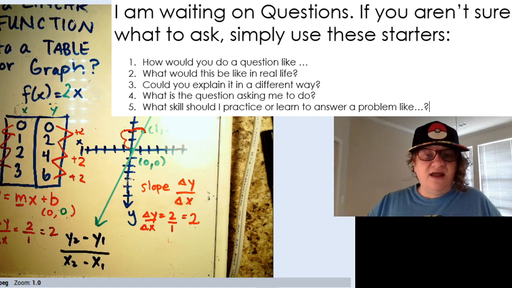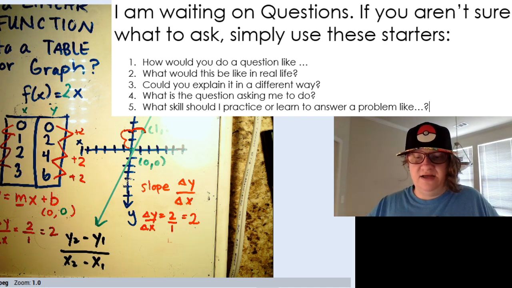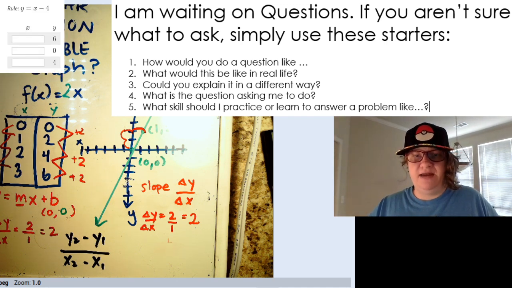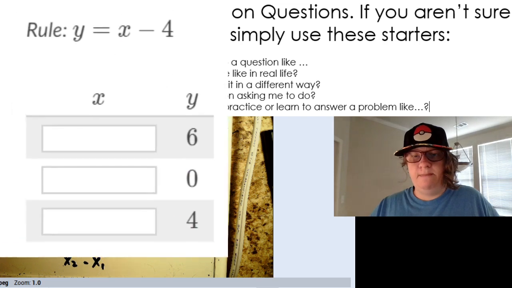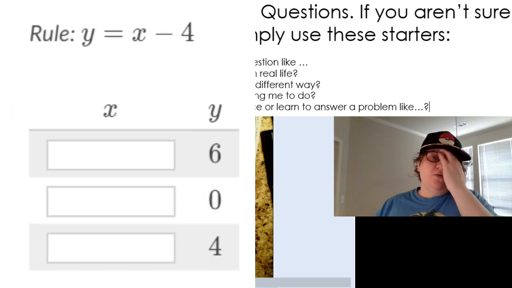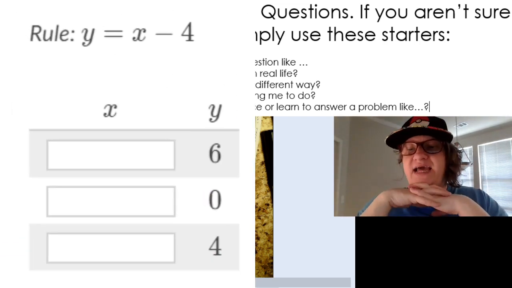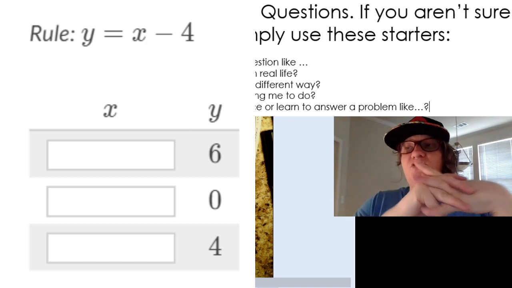Okay, let us take a look now at a table example from Khan Academy. Let me make this bigger. All right, so we have a rule, y equals x minus 4. And again, you could call it a rule.